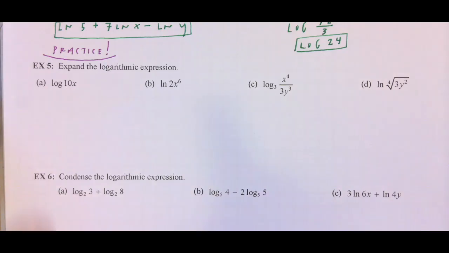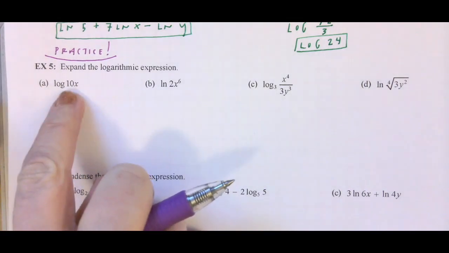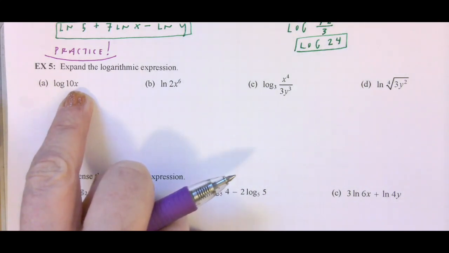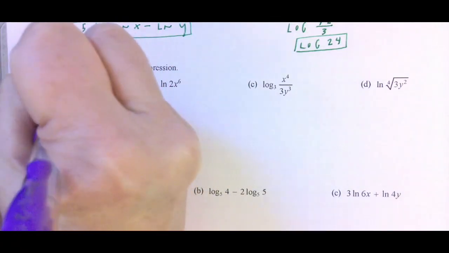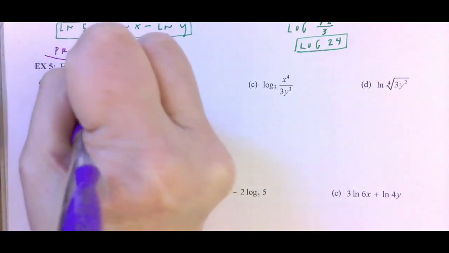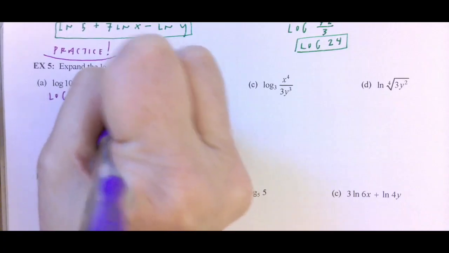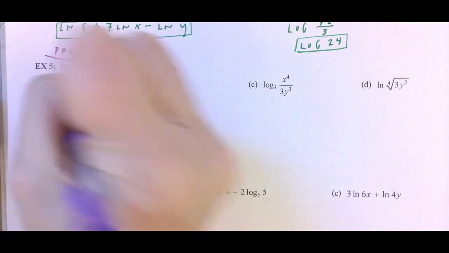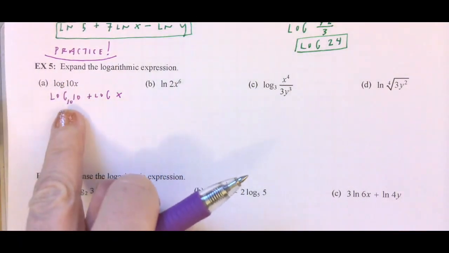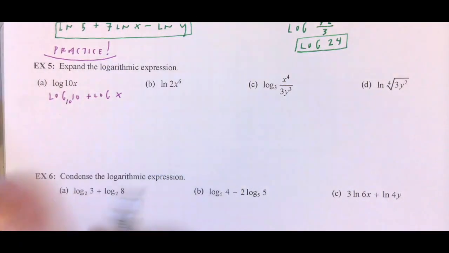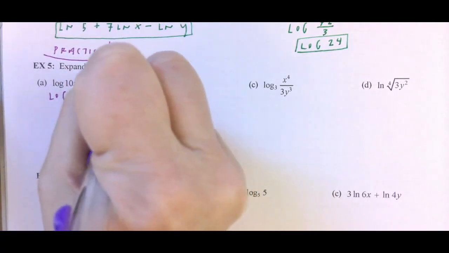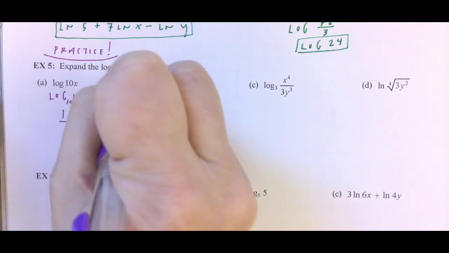We're in practice mode. So log 10x, so 10x is the product in the argument position. So here I'm going to go ahead and use the product property and write this as log 10 plus log x. Again, I know that the base is 10 even if I don't write it, so that shows me that right here I can simplify. I know that 10 to the 1st power is 10, that goes to 1 plus log x, and that's all I can do.